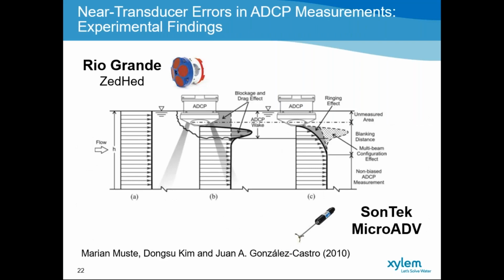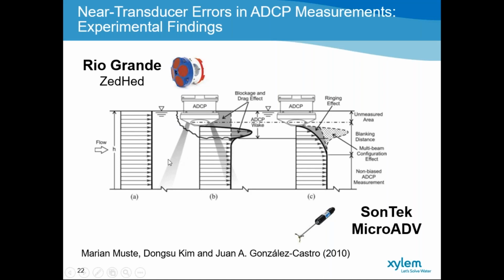Then in 2010, research was done by Marian Mustang, Don Soo Kim, and Juan Castro on the same principles. A Rio Grande ZedHead was used in the research, and here's maybe a more explanatory graphic to show you what was actually done. And this is a similar process that was done by Mueller et al.